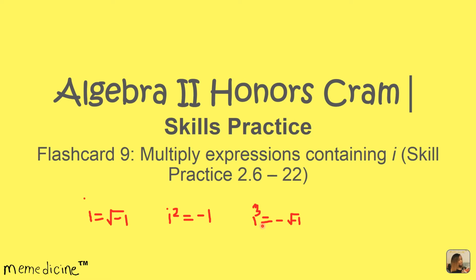i to the third is equivalent to i squared times i, which is going to be negative square root of -1. i to the fourth is equivalent to i to the third times i, which is the negative square root of -1 times the square root of -1. When you evaluate this expression, it's the same thing as saying 1, okay? Because the square root of -1 squared is -1 times another -1, which gives you 1, okay? All right, let's get into the problem.